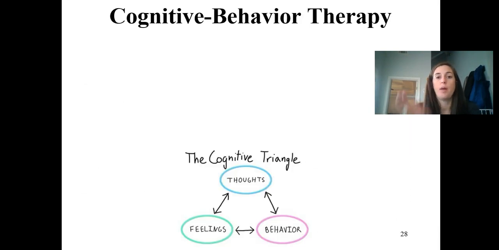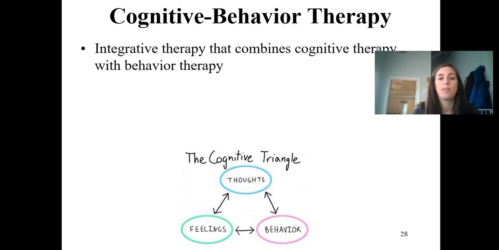Now, kind of a play off of this is cognitive behavior therapy. And really, this kind of makes sense. It's saying that our thoughts are connected to our behavior, and our behavior affects our feelings. So we need to change both, right? And so basically, it just combines both goals with cognitive and behavior therapy. Let's change your thoughts, and then also change your behaviors, and hopefully together that will help.